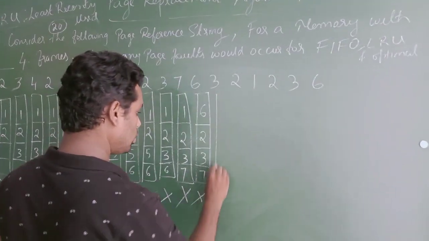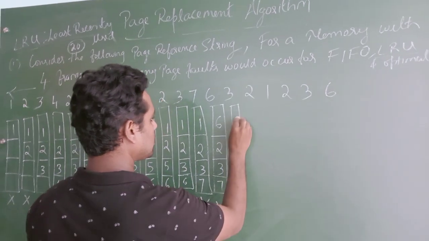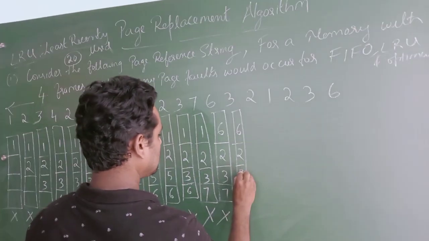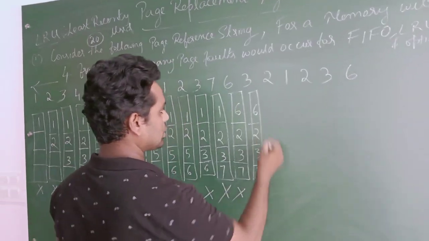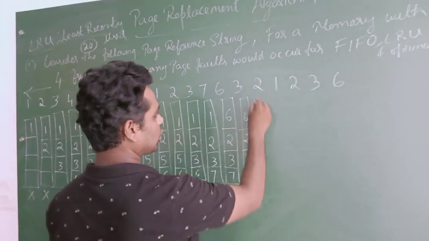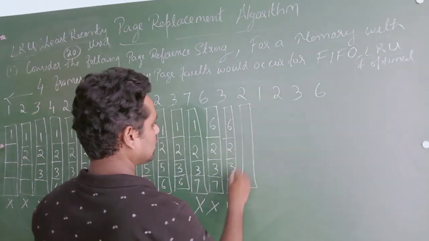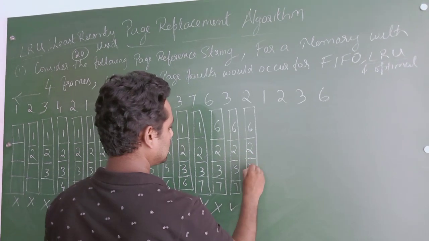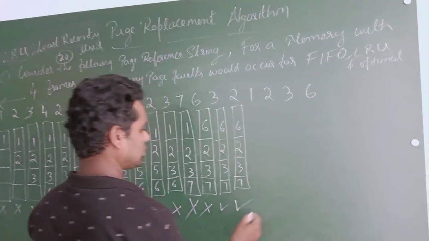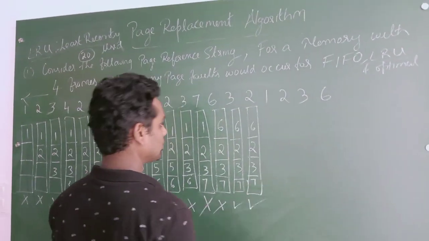3 already in your memory, don't go for replacement. So 6, 2, 3, 7. Hit ratio. 2 already in your memory, don't go for replacement. So again 6, 2, 3, 7. That is also what you can say is hit ratio.